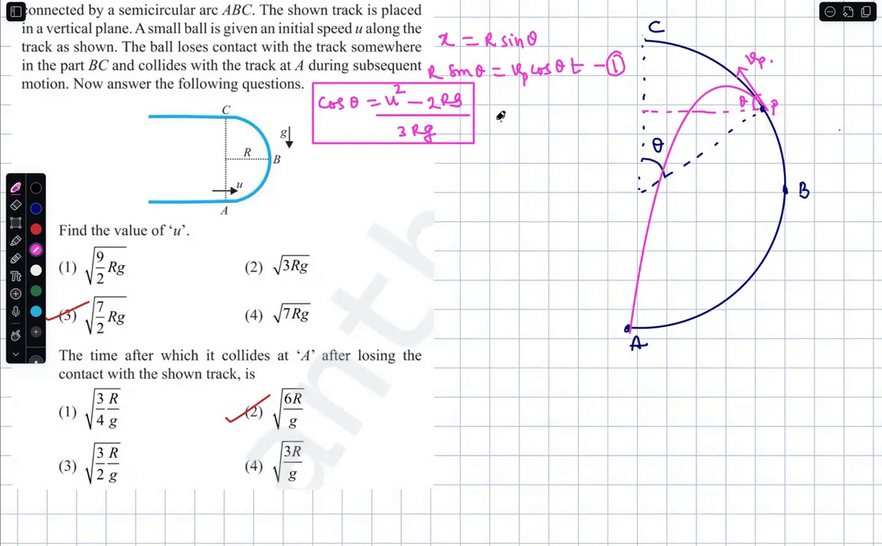What else I know? Find the value of u. No, 1 minute. What else can we find?